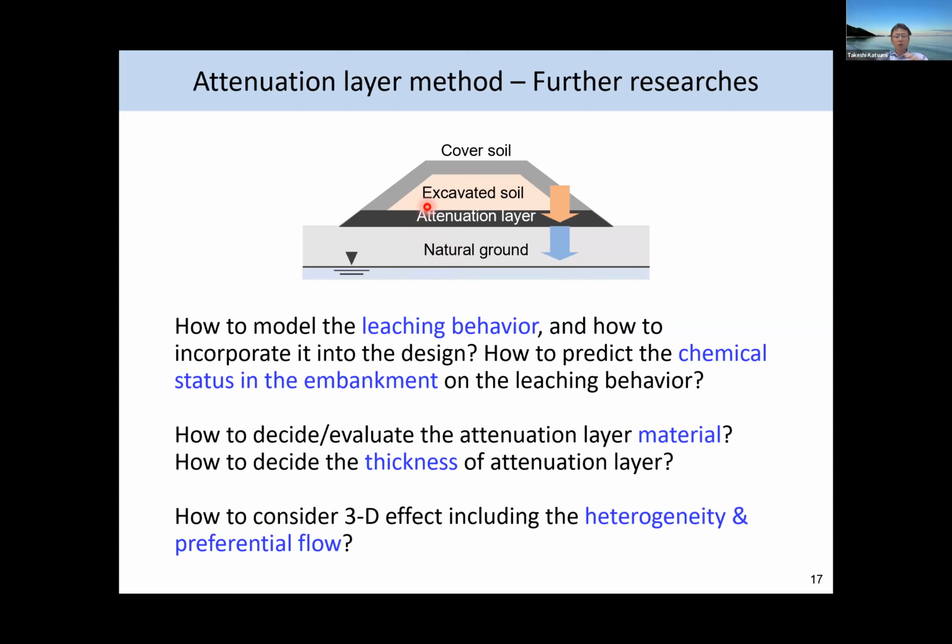So three-dimensional effects should be considered, not including the heterogeneity and preferential flow. So even if heterogeneity or preferential flow exists, our attenuation layer should be reliable. So this is another challenge to implement the attenuation layer. Okay.